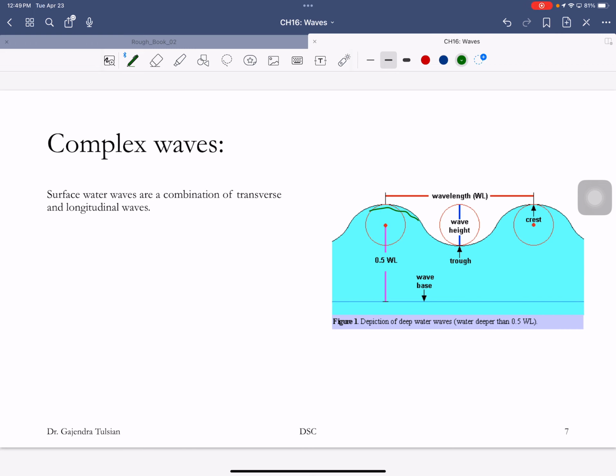All right, here's a more complex wave. When a wave travels in water, the surface molecules go in a circle. And you saw in the last chapter that a circular motion is a combination of two simple harmonic motions, one in this direction and one in this direction. So a circular wave is a combination of a transverse wave and a longitudinal wave.